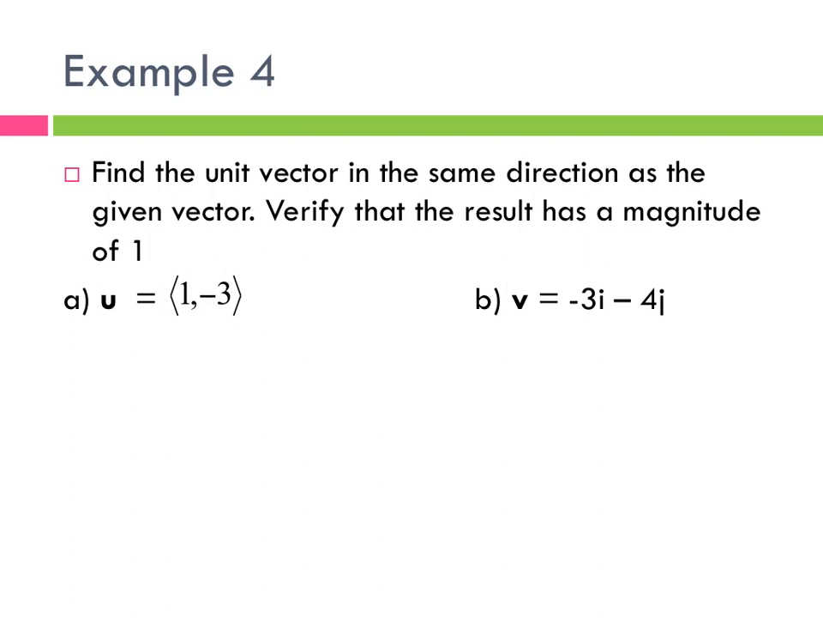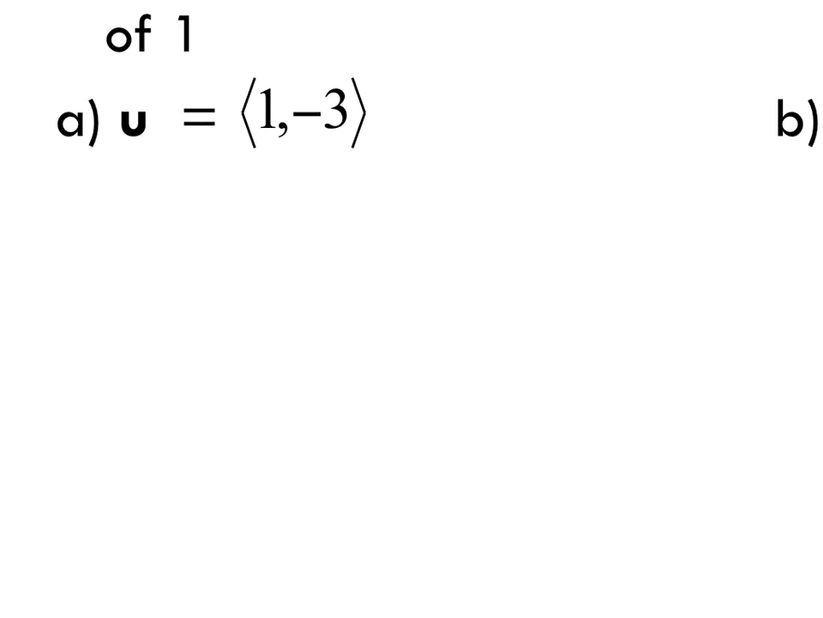Directions will say find the unit, so the unit is important here. Find the unit vector in the same direction as the given vector, and then verify that the result has a magnitude of 1. So if your answer is a unit vector, its magnitude should only be 1. So we're going to look at A first. A gives us <1, -3>. My numerator is going to stay <1, -3>.